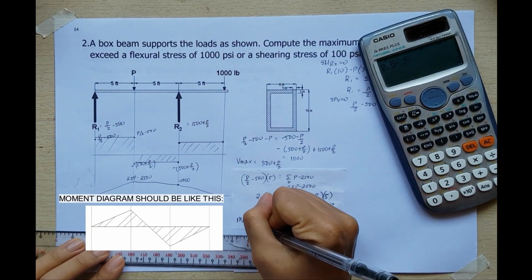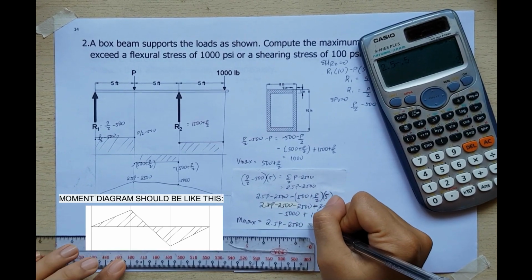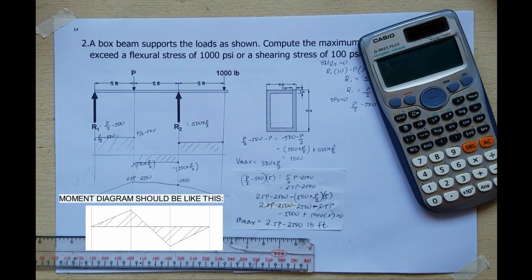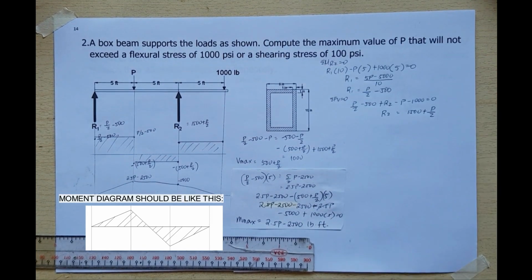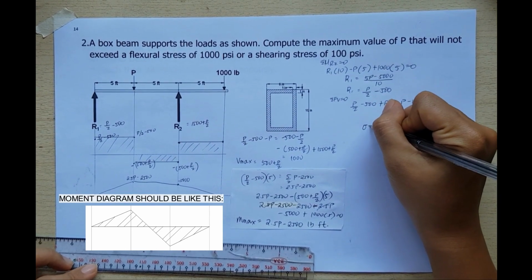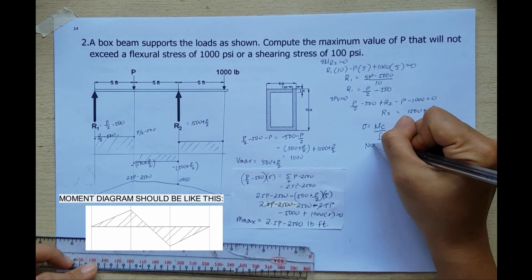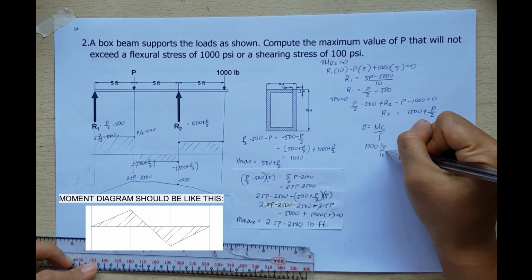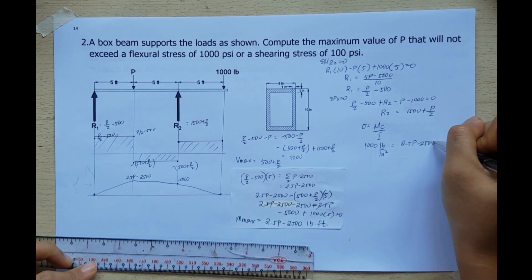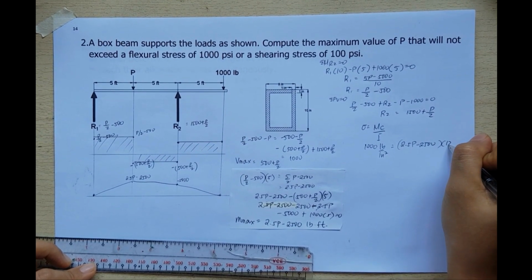So, the maximum moment will now be equal to 2.5P minus 2,500. And this is in pounds per, or pounds feet. So, for the maximum value of P in the flexural stress, our flexural stress is equal to Mc all over I. So, 1,000 psi or pounds per inches squared is equal to yung moment natin, which is 2.5P minus 2,500. And take note, it is in pound foot. Kaya, i-multiply natin siya with 12.